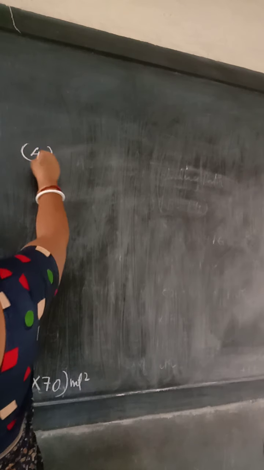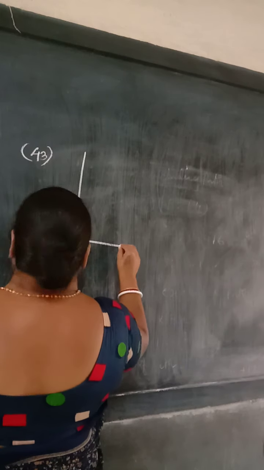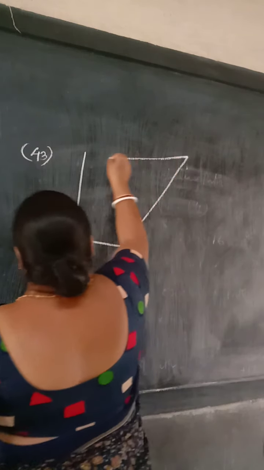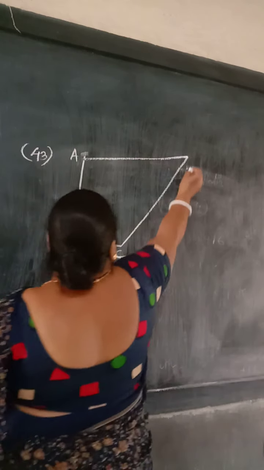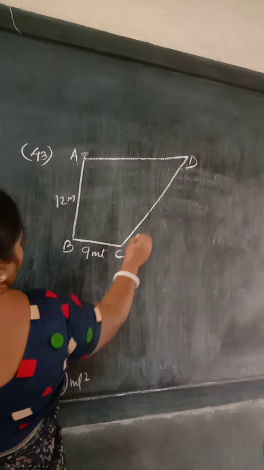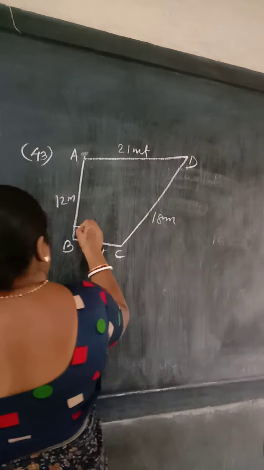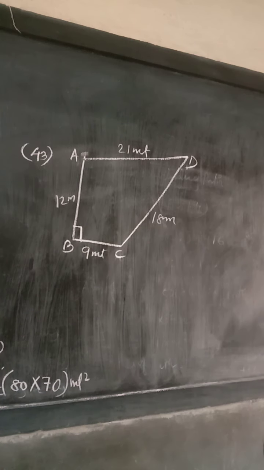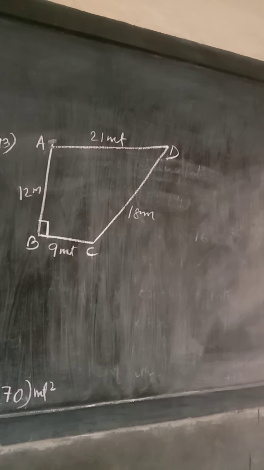Question number 43. 12 meters, 9 meters, 18 meters and 21 meters. A, B, C and D. This is given: 12 meters, 9 meters, 18 meters and 21 meters. It is given that the angle between the first two sides is 90 degrees, a right angle. Now you have to get the area of this quadrilateral.